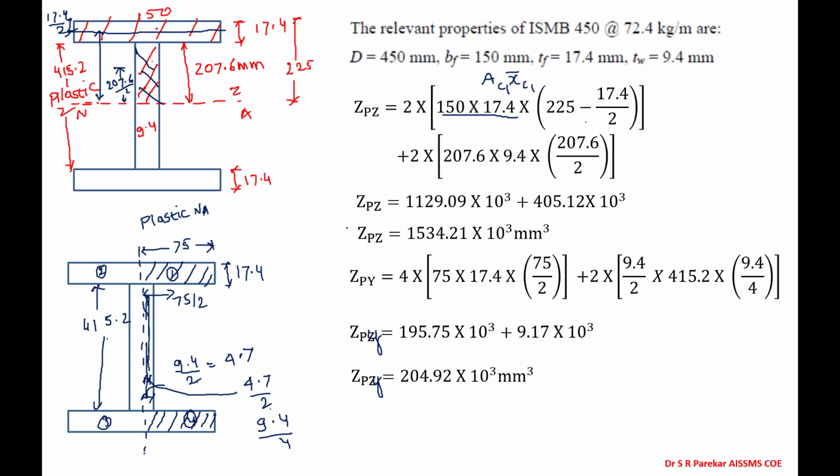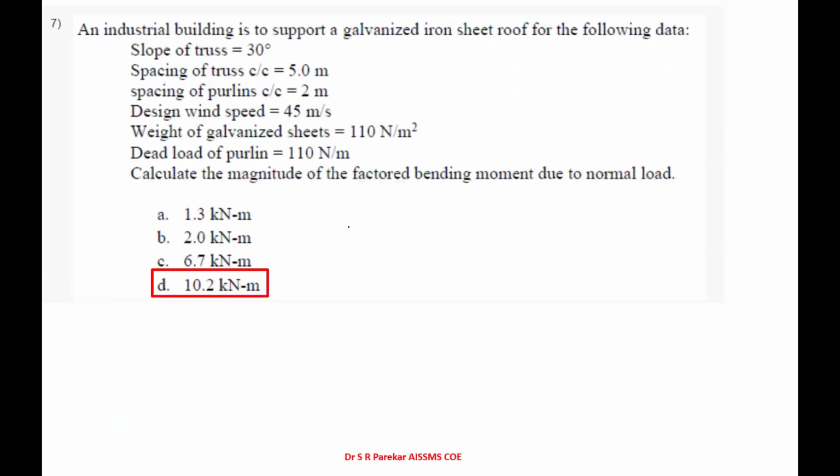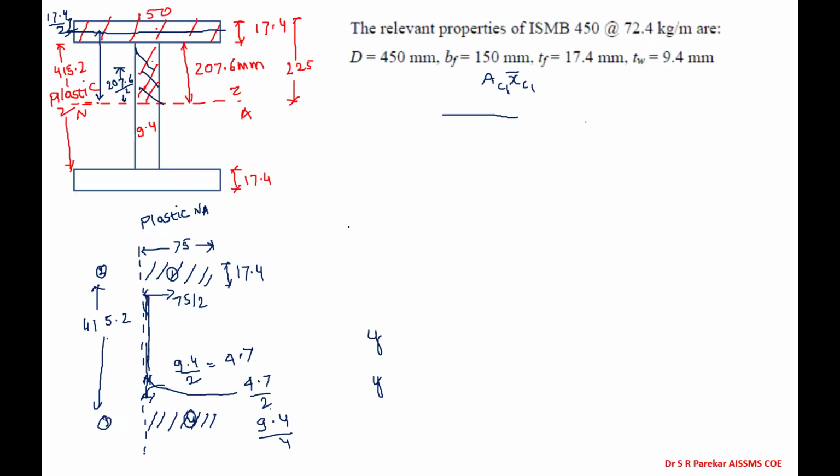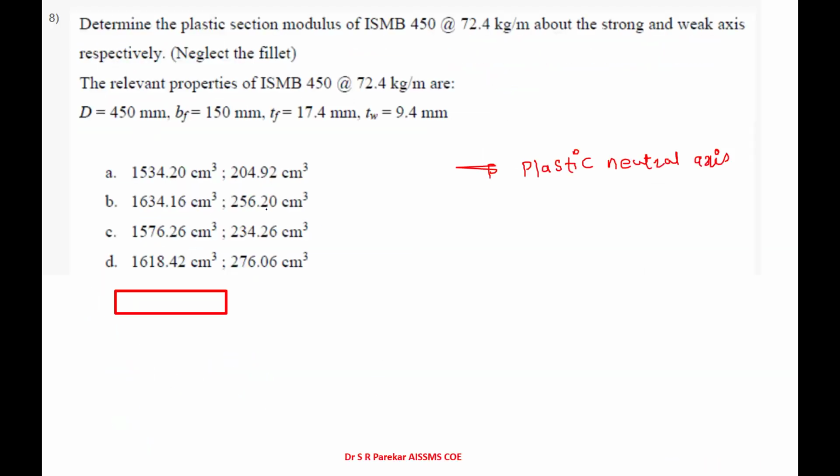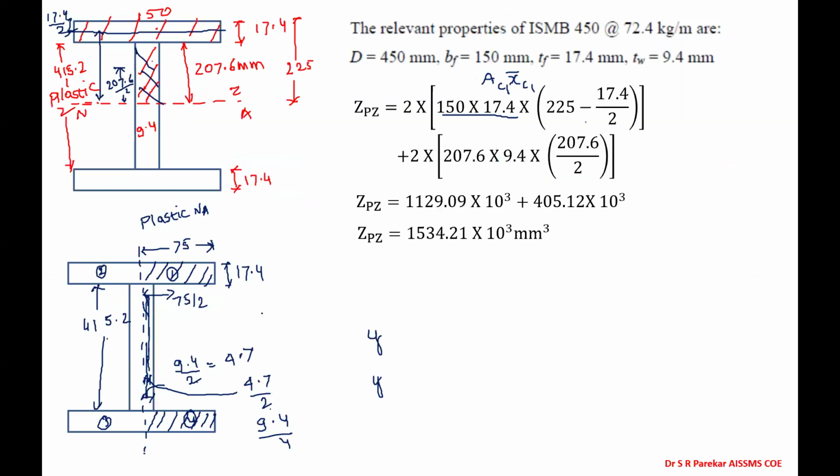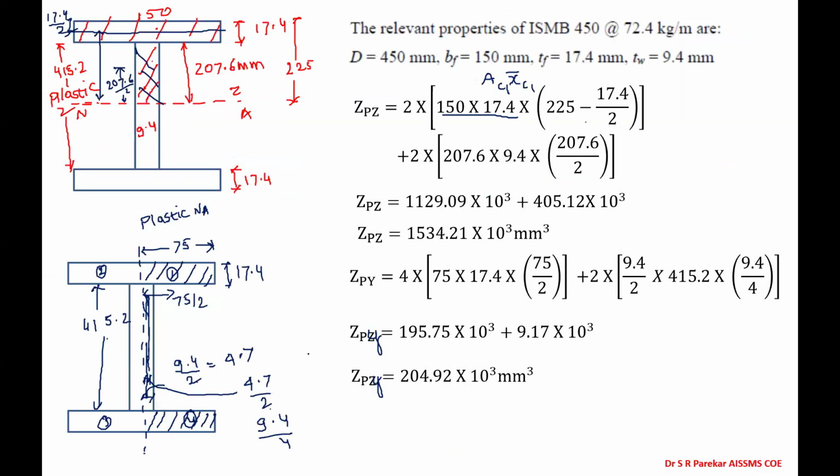So 204.92 and 1534.21. So we have an option for this. So 204 and 1534, we have the option for this, which is option A. So option A we have 1534, 204. So we can see this 1534 and 204.